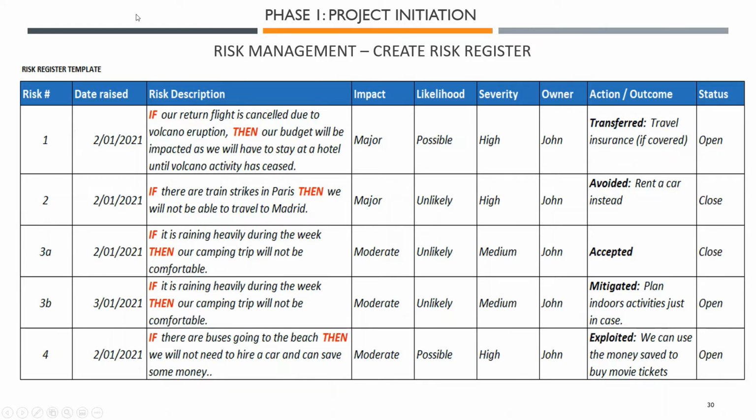If we go to the next line, if there are train strikes in Paris, for instance, very unlikely, I know, then we will not be able to travel to Madrid. Your plan, going on holidays, is to take the train from Paris to Madrid. So the impact, you rate it as major. It's unlikely. But if you look in your matrix, you notice the severity is still marked as high. So the owner will be John, and here you've decided to avoid the risk. I don't want that risk to occur. I don't even want to be worried about it, so I want to avoid it.